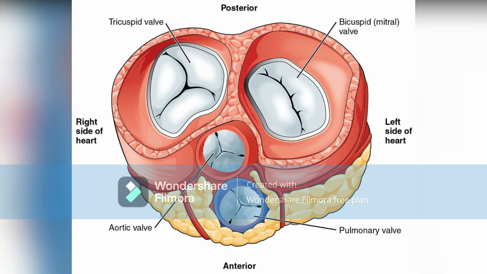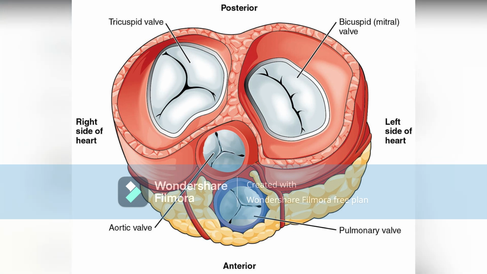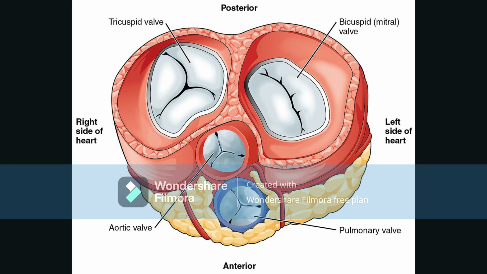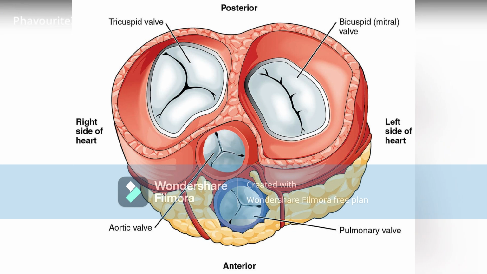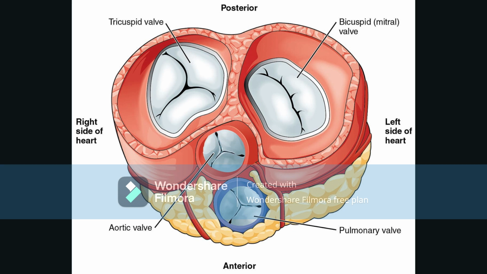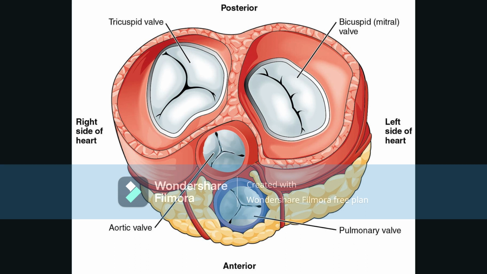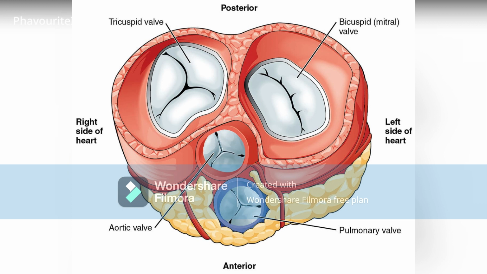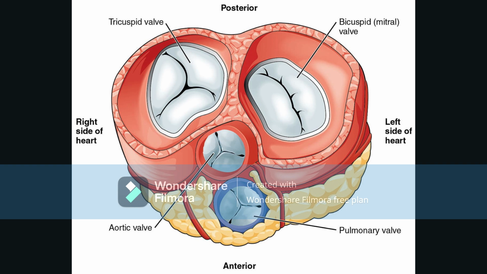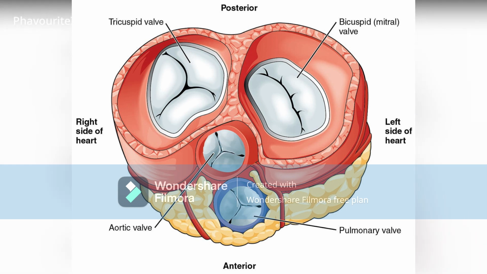The atrioventricular valve closes during the start of ventricular contraction, that is systole, producing the first heart sound. That is the atrioventricular valve. While the semilunar valve produces the second heart sound.